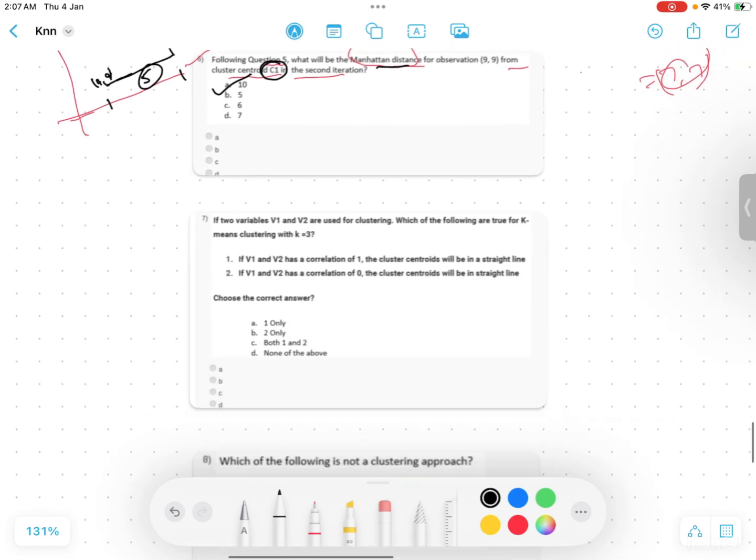Okay, now let's move to the next question. If two variables v1 and v2 are used for clustering, which of the following are true for k-means clustering with k equals 3? If v1 and v2 have a correlation of 1, the cluster centroid will be a straight line. So this is true. If v1 and v2 have a correlation of 0, the cluster centroid will be, no, this is not true. So the correct answer for this is A, only one.